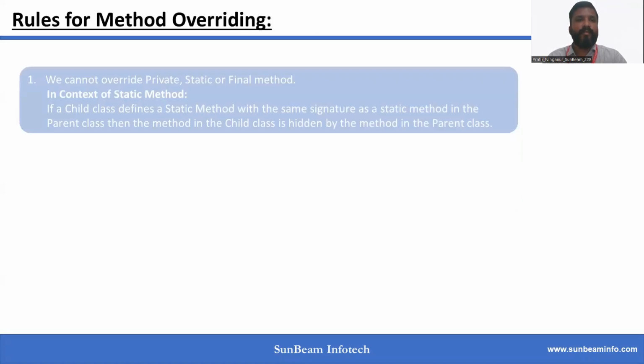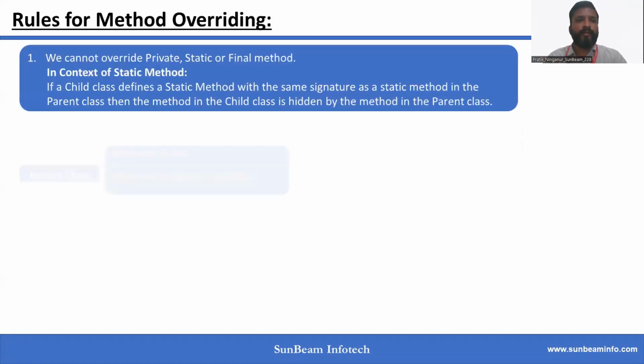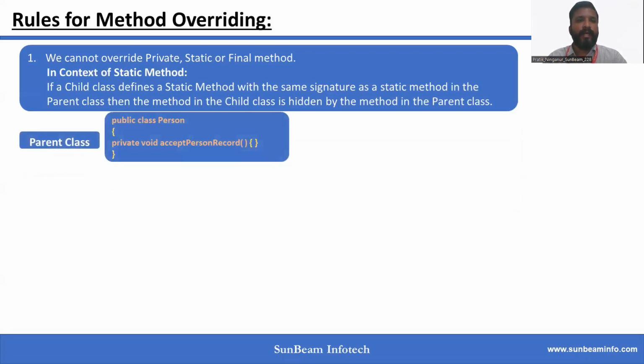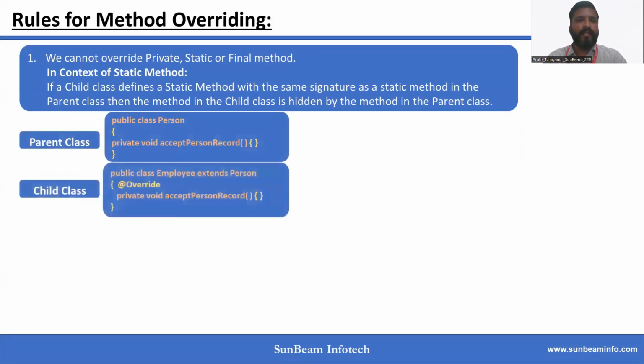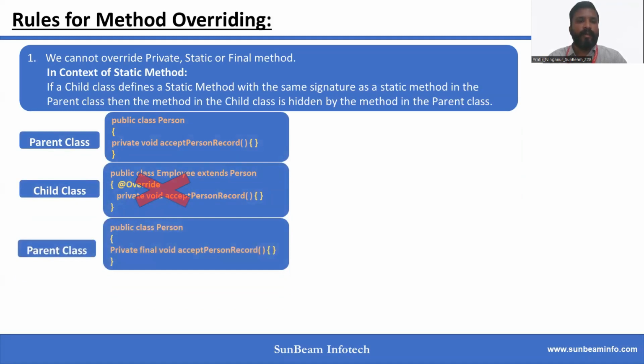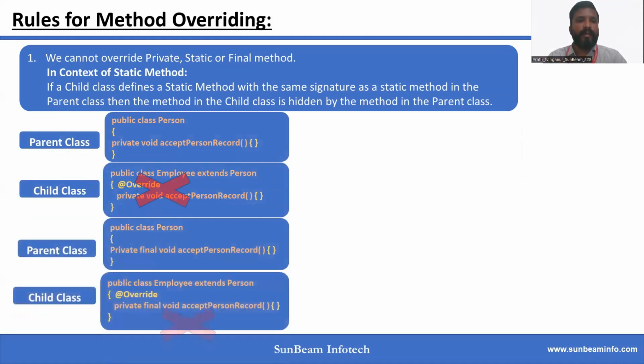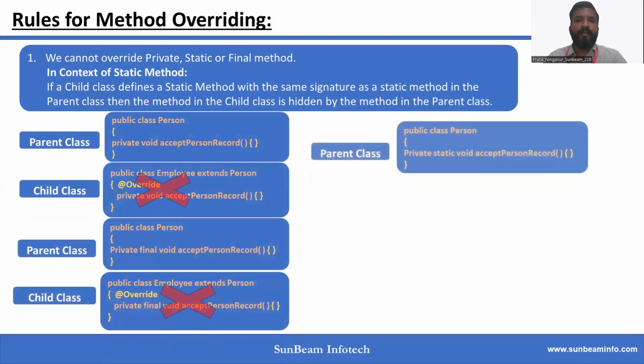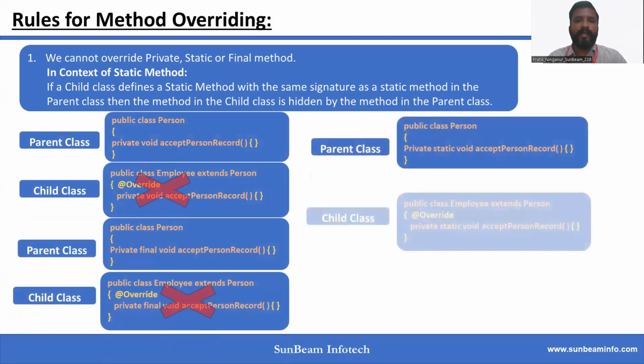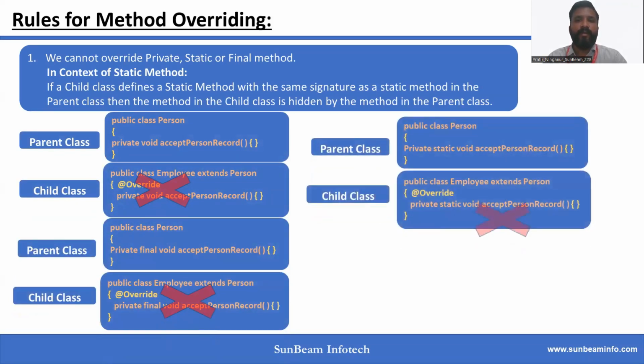There are 5 rules to implement method overriding. First, if the method in the parent class is private, then we cannot override it in the child class. If the method in the parent class is final, then we cannot override it in the child class. If the method in the parent class is static, then we cannot override it in the child class, because the child class implementation of a static method gets hidden by the parent class method implementation.